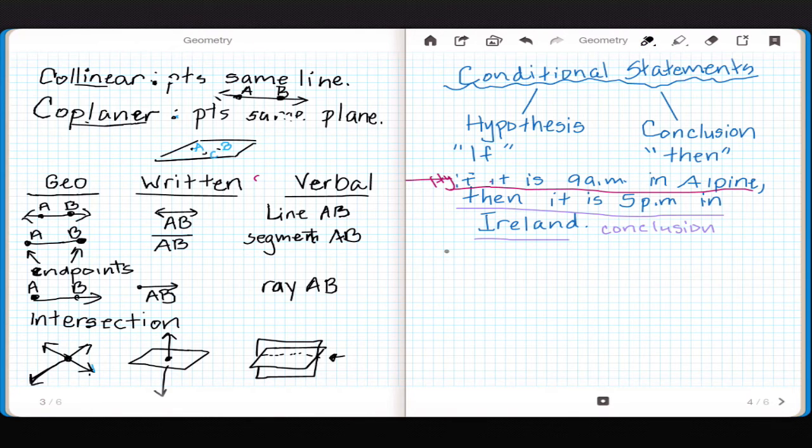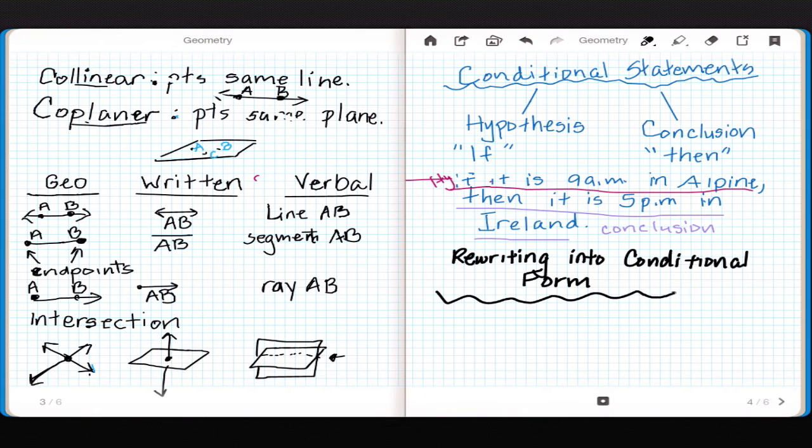So moving on, we're going to try to rewrite normal statements into conditional form. So go ahead and just put rewriting into conditional form. So I'm going to give you a sentence, and we're going to talk about how can we change that into conditional. And we know that conditional involves the if and the then, if-then statement.